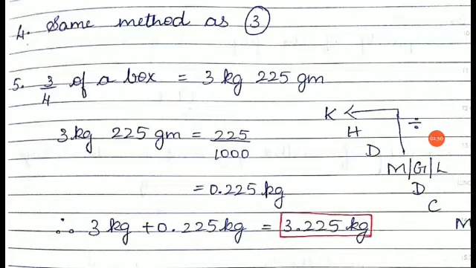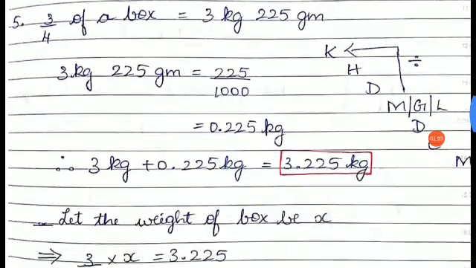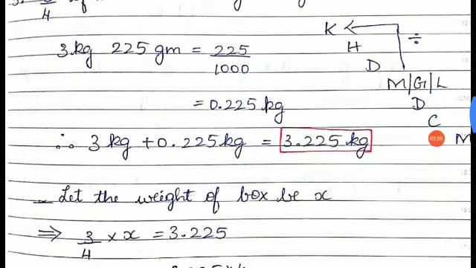What should we do? That box weight should be considered as one unknown variable. Shall we consider it as x? Very good. So how will you write? 3/4 of x is equal to 3.225. Clear? So shall we write like this? If the weight of the box is x, we will write it as 3/4 into x is equal to 3.225.